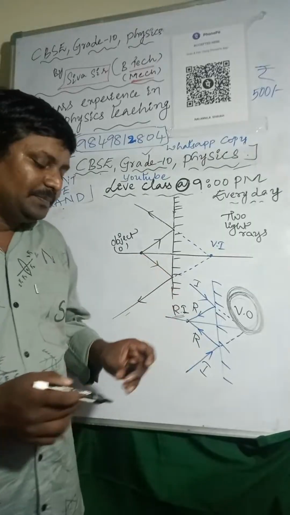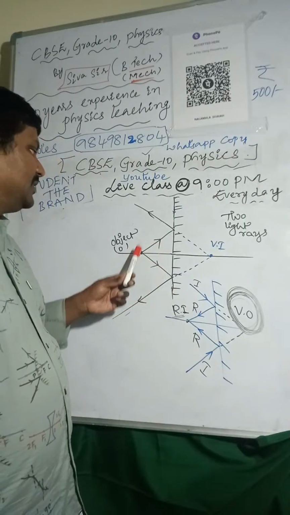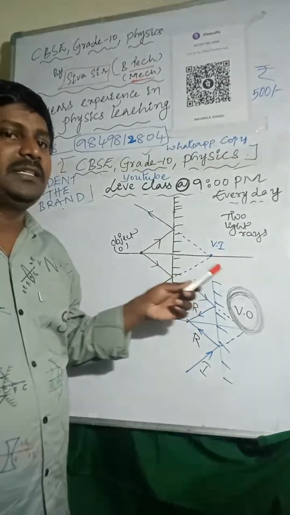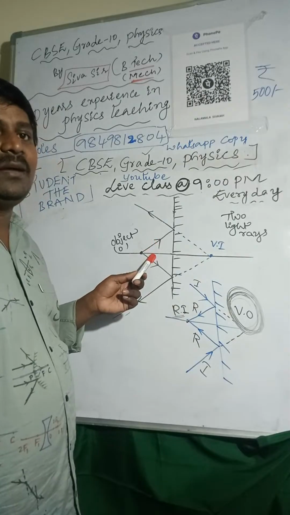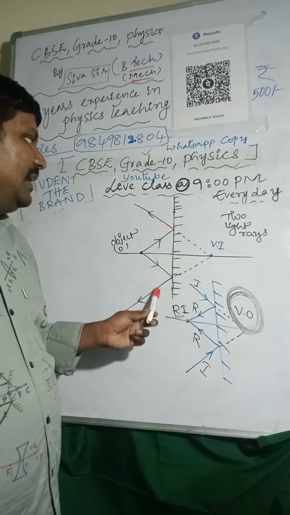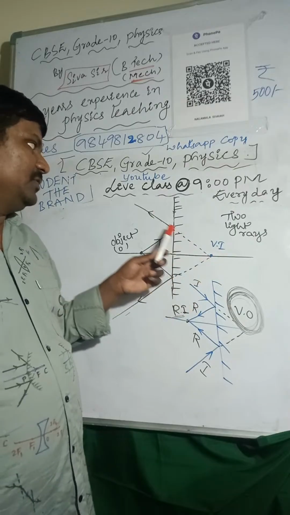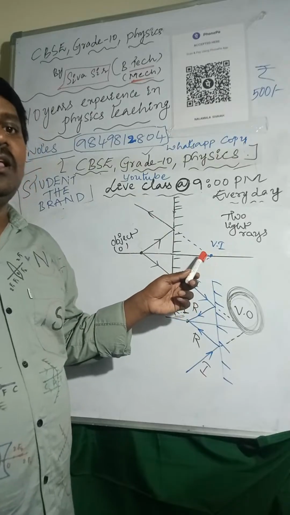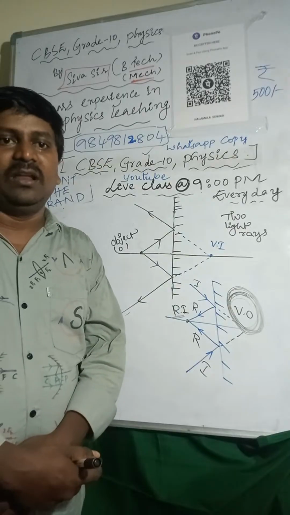So here you can observe in this condition, this is a real object and this is a virtual image. Real object and virtual image. Here the incident light rays are coming from this point. Here you can see reflected light rays. We are extending these reflected light rays, and those light rays are meeting at one point. So that is called virtual image. The point of intersection of extended reflected light rays is called virtual image.